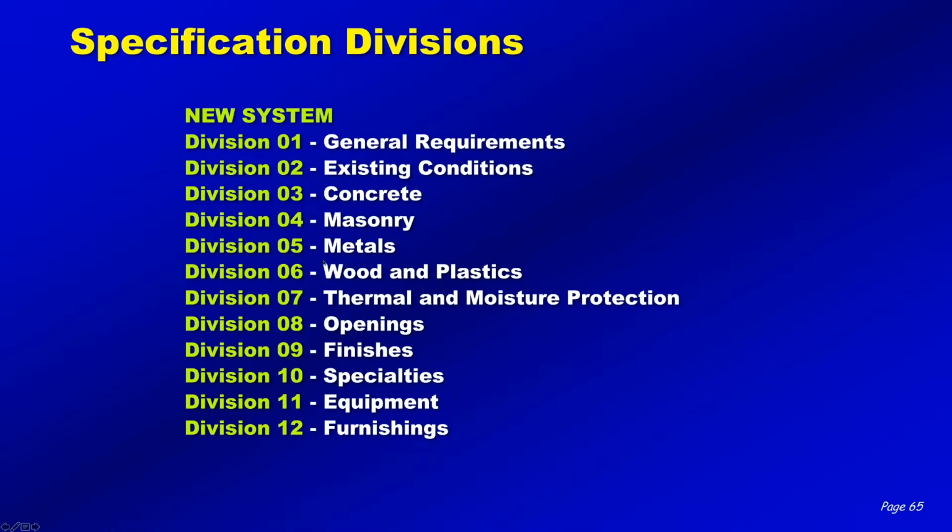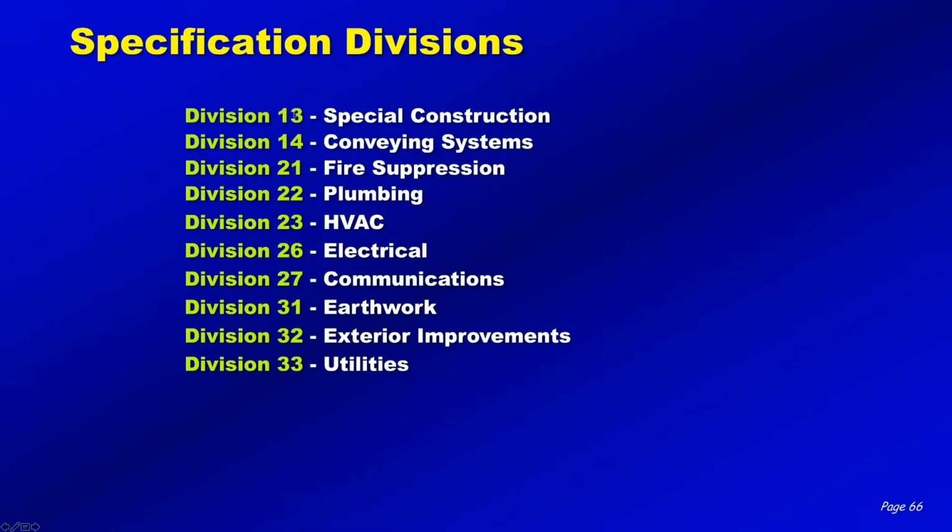Masonry is 4, metals is 5, wood is 6, thermal and moisture protection, which includes roofing, is 7. They've got this new one here called openings. Finishes has always been 9. Specialties has always been 10. Equipment has always been 11. And furnishings, and through some of these others, or some of the new ones, 13 is now special construction. You have to go look up and see what's involved. Conveying systems, elevators and escalators.